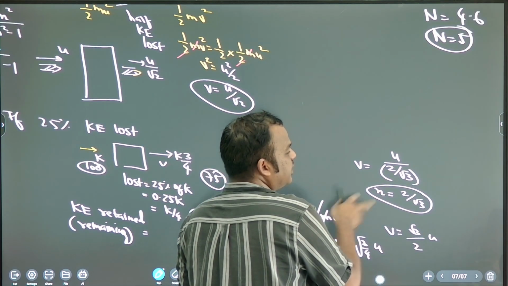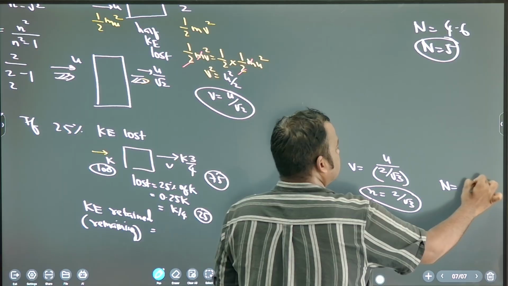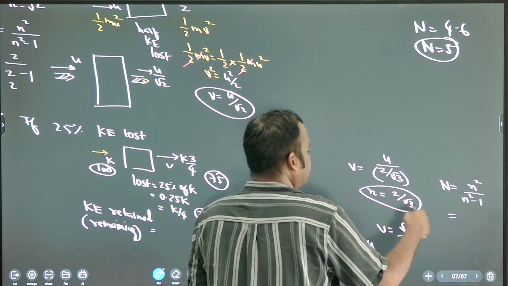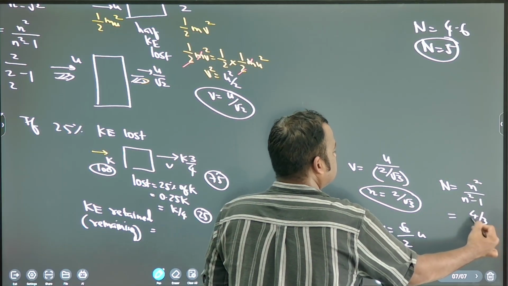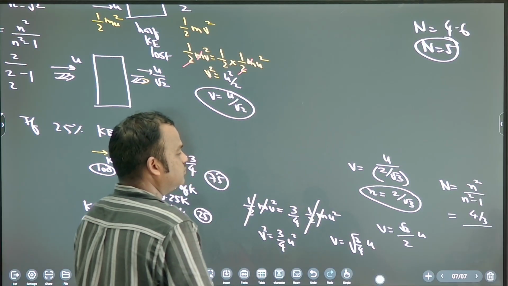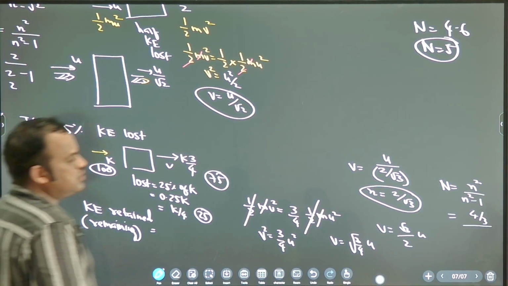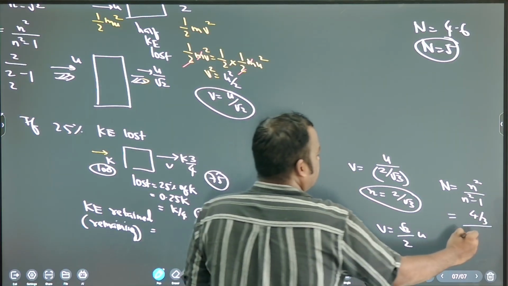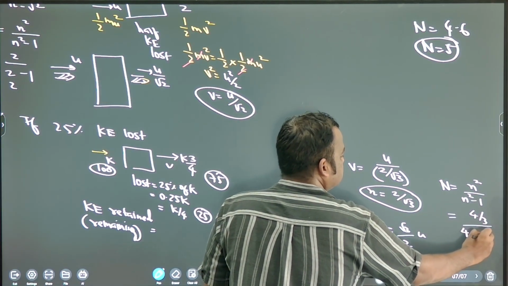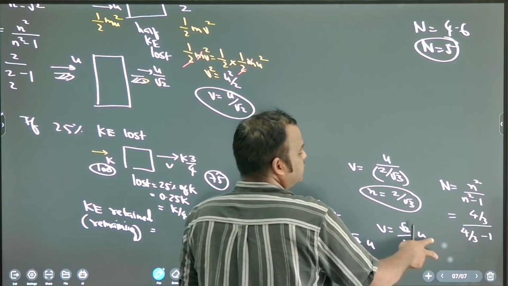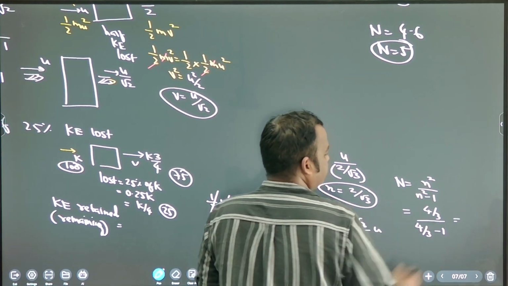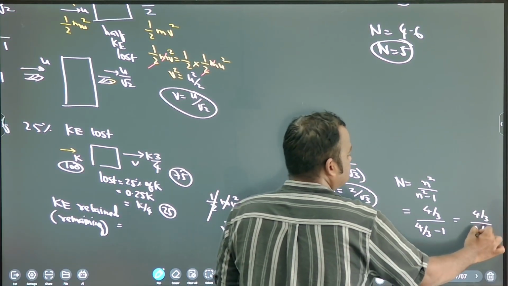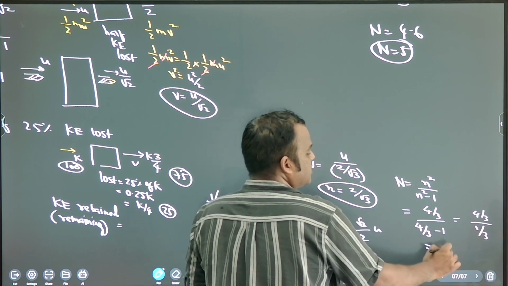So what is capital N? N square by n square minus 1. Now do the squaring. n square. So what is n square? 2 square by 3. Tell me, 4 by 3 divided by 4 by 3 minus 1. So how much? 4 by 3 divided by 4 by 3 minus 1 means 1 by 3. Good.